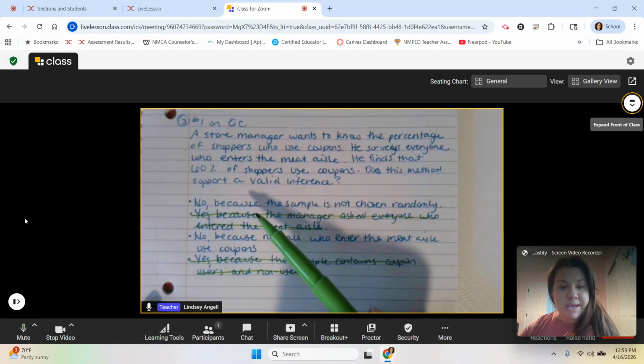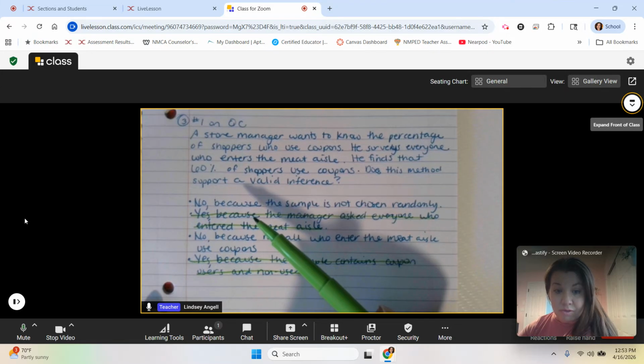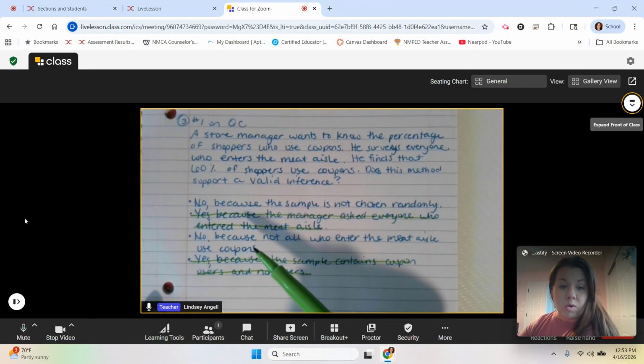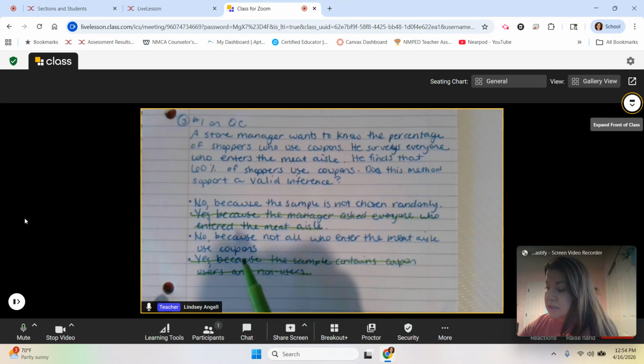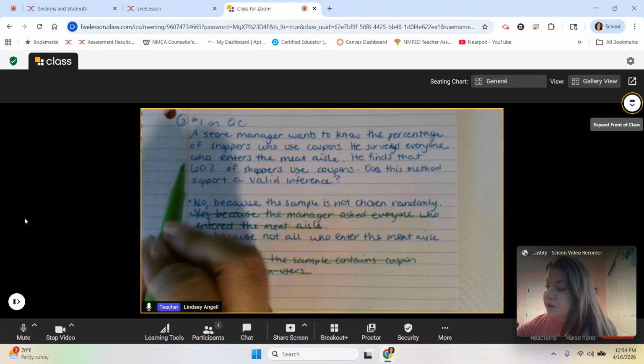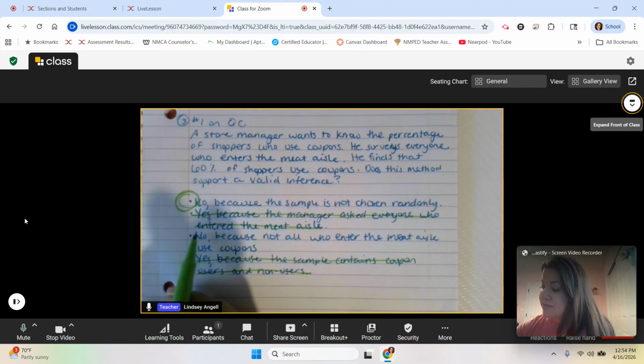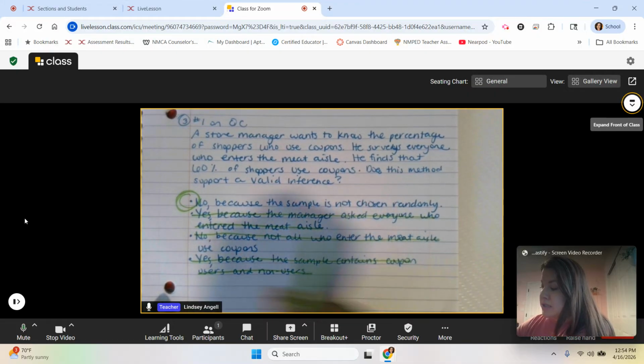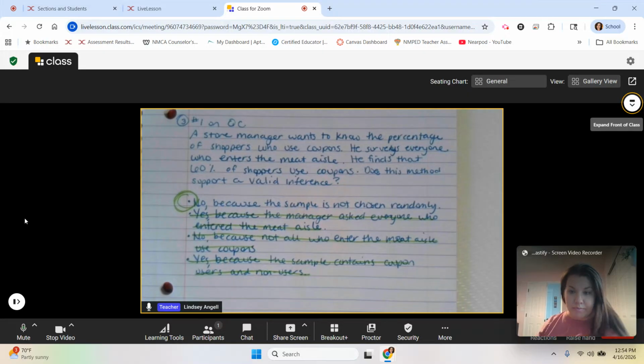This first one says because the sample is not chosen randomly. He didn't go random, he went straight for the meat aisle. The other says no, because not all who enter the meat aisle use coupons. Well, that's the point, he's trying to figure out who uses coupons and who doesn't, so that doesn't make sense. This first one is based on that randomness that we need to focus our samples on. So that would be the final answer there.